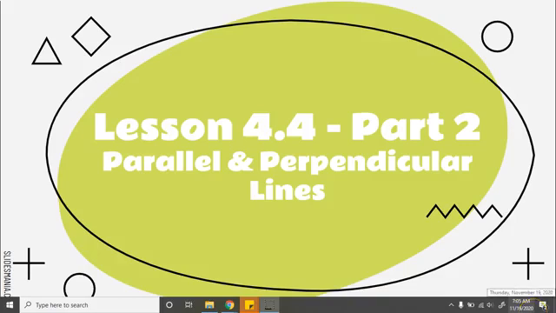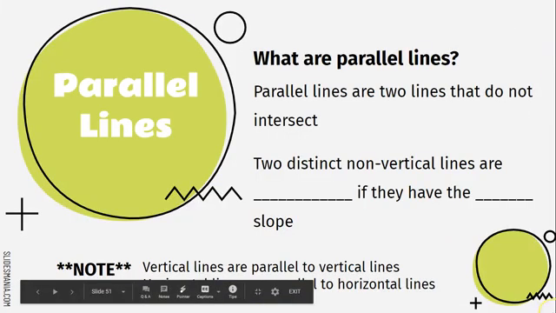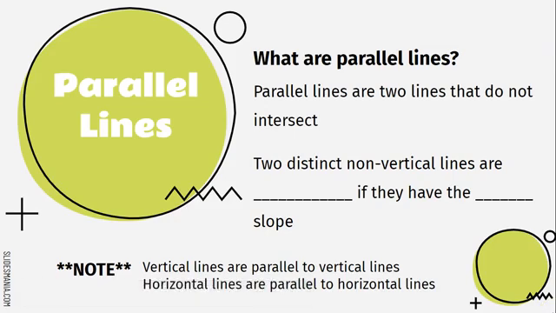Today's lesson is 4.4, Writing Equations of Parallel Lines. What are parallel lines? Parallel lines are two lines that do not intersect. If you think of railroad tracks, the left and the right side of those do not intersect. So two distinct non-vertical lines are parallel if they have the same slope. What makes lines parallel is that they have the same slope.